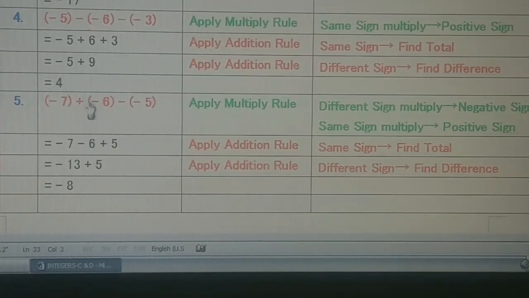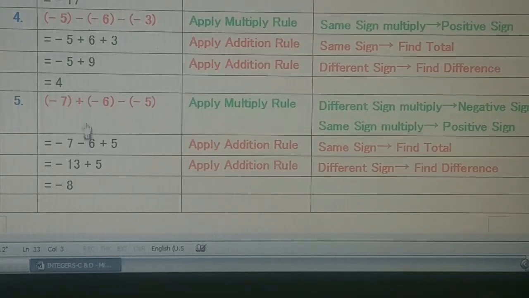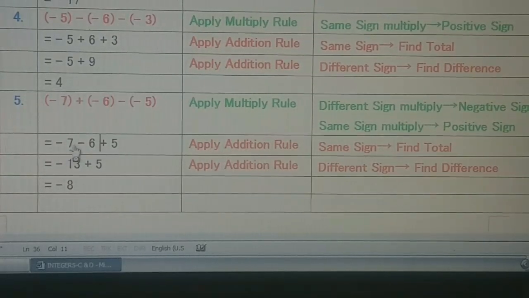Between plus and minus, the bracket is there, the open bracket symbolizes the multiply rule. So plus into minus, that is minus, or different sign multiplication, minus. Same sign multiplication, positive answer. So here between 6 and 5 we will write plus 5. Between 7 and 6 we will write minus. So now our step will be, this minus sign will remain as it is. Minus 7 minus 6 plus 5.